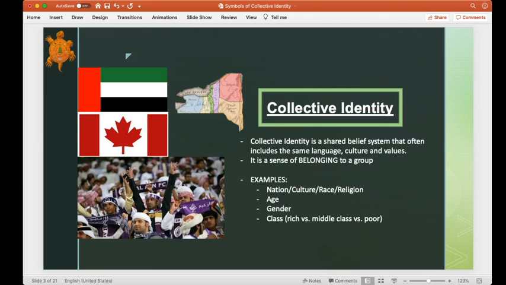Then we think about more aspects of your own individual identity. Like, I am, for instance, a male, right? So I have things in common. I am part of the male collective.